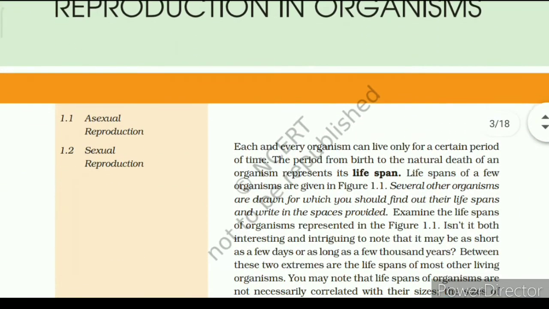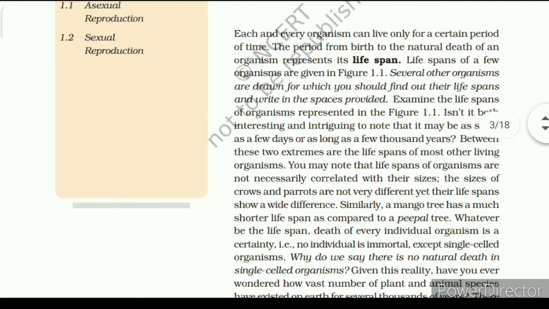Each and every organism can live only for a certain period of time. The period from birth to the natural death of an organism represents its lifespan. Lifespans of a few organisms are given in figure 1.1. Several other organisms are drawn for which you should find out their lifespans and write in the spaces provided.